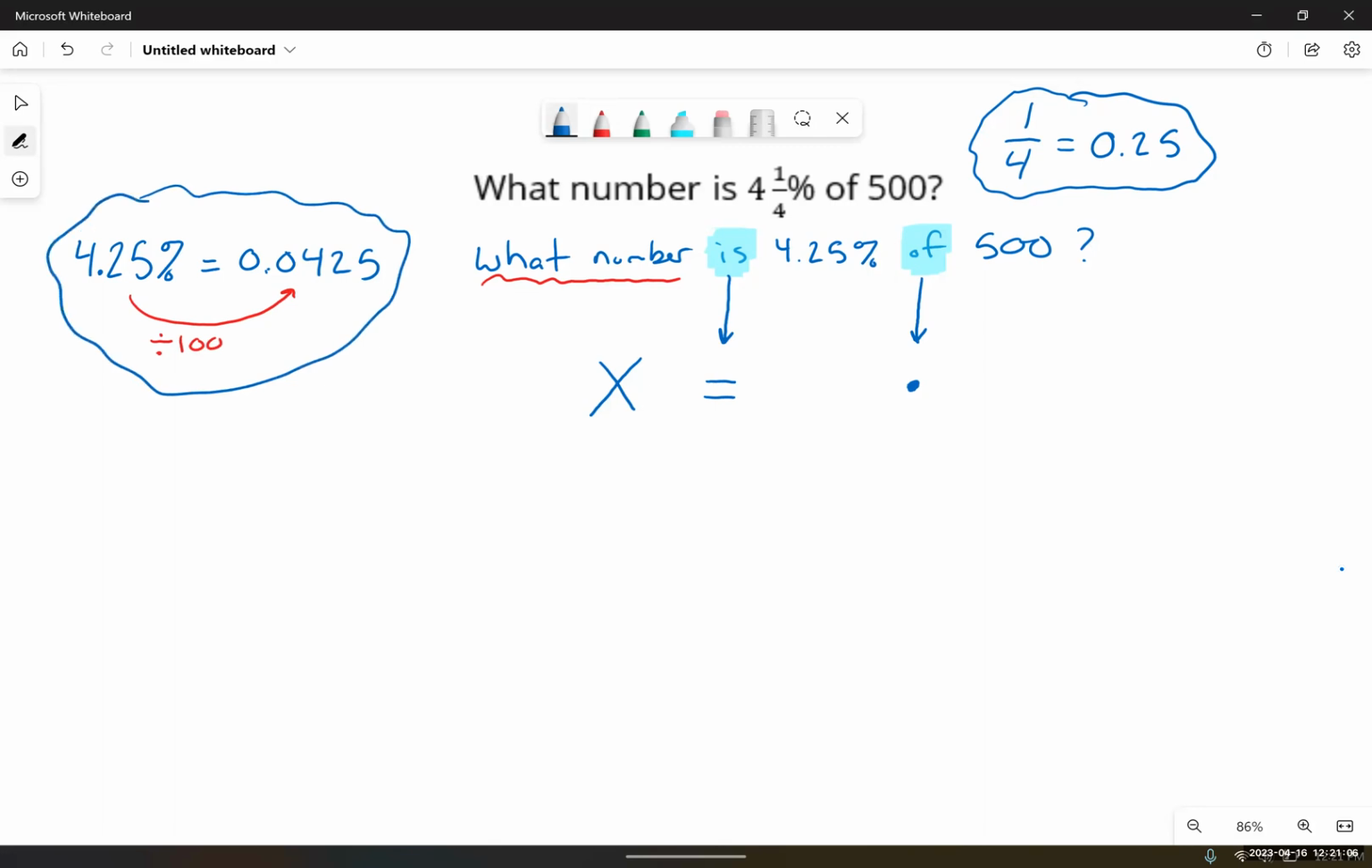Okay, so what I have here in these little squiggly circles, that's just our side work. Now, the 4.25% becomes the number 0.0425. And then 500, so let's put a little arrow here that the words what number became the X. And 500, that's already a number. So that's 500. So now what number is 4.25% of 500 becomes X equals 0.0425 times 500.